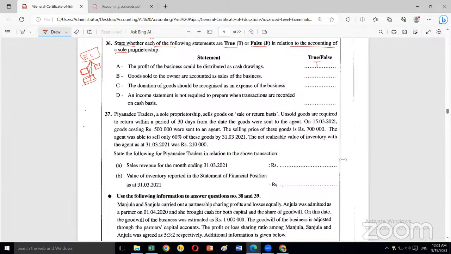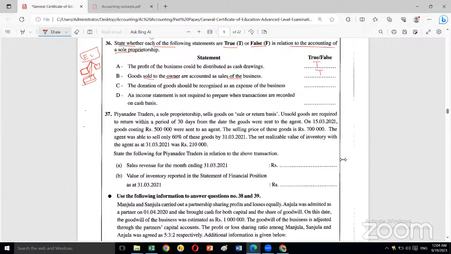Okay, goods sold to the owner are accounted as sale of the business. Yes, Putta, even if you are selling to the owner or an outsider, whoever it is. If you are selling to me, I should record that as a sale. That is true. Here, the owner is not taking without paying the money. If the owner takes without paying, it is drawings. Here they are saying goods sold to the owner, so I should record it as a sale only. Goods sold to the owner are accounted as sale of the business.